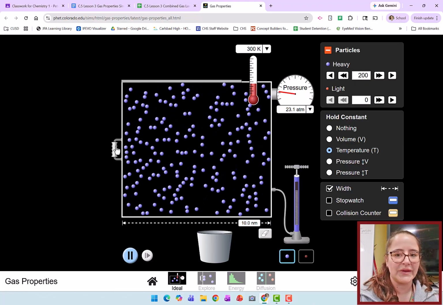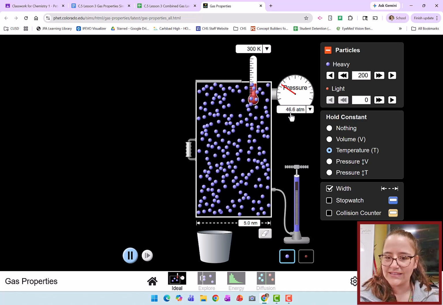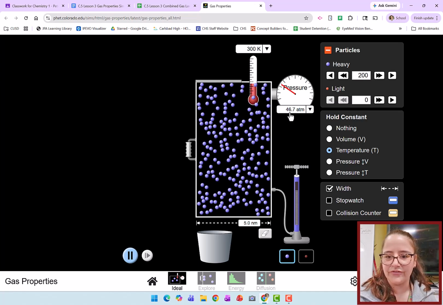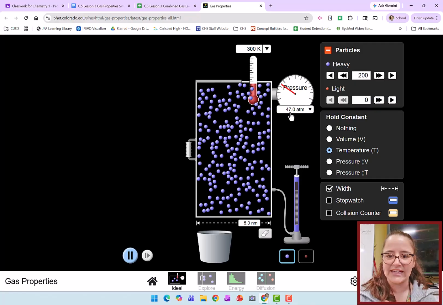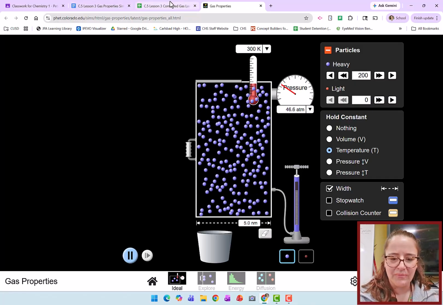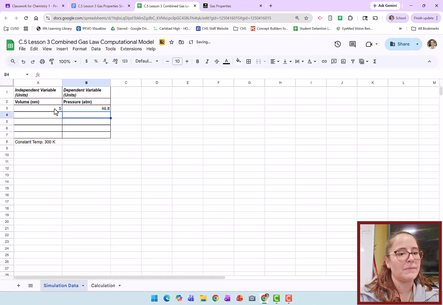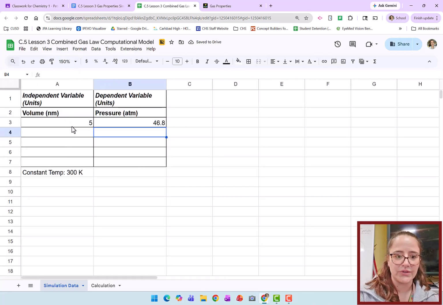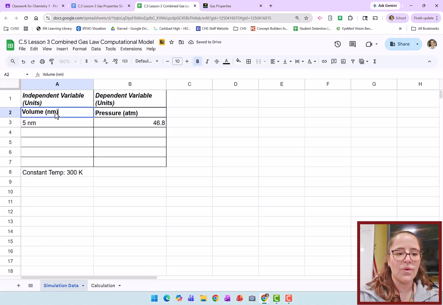I'm going to do my first data point with the volume pretty small. With the volume at 5 nanometers, the pressure is going back and forth between 46.5 and 46.7, so I'll say around 46.8. That'll be 5 and 46.8. Something important to remember when using Google Sheets: Google Sheets does not understand letters. So you only want to include the units in your heading, not in your actual cell. You just want numbers in there.